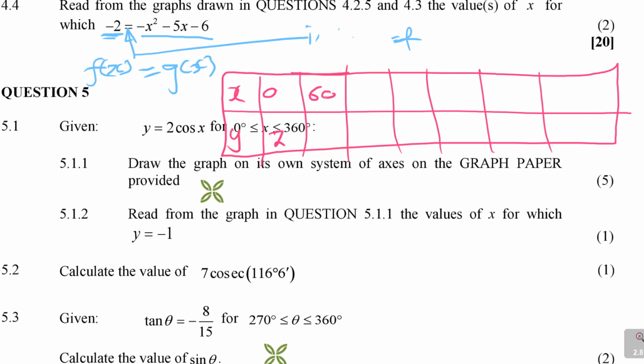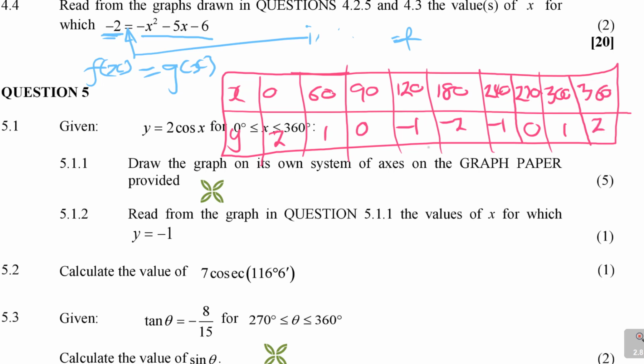60 and 1. 90 and 0. 120 minus 1. Yes, minus 1. 180 minus 2. 240 minus 1. 270, 0. 300, 1. And 360, 2. So see, that's what you'll be focusing on.